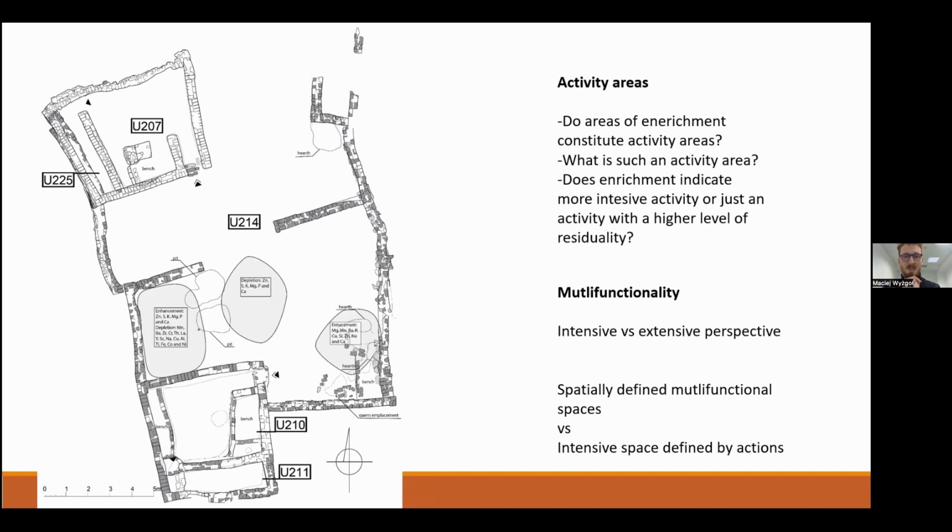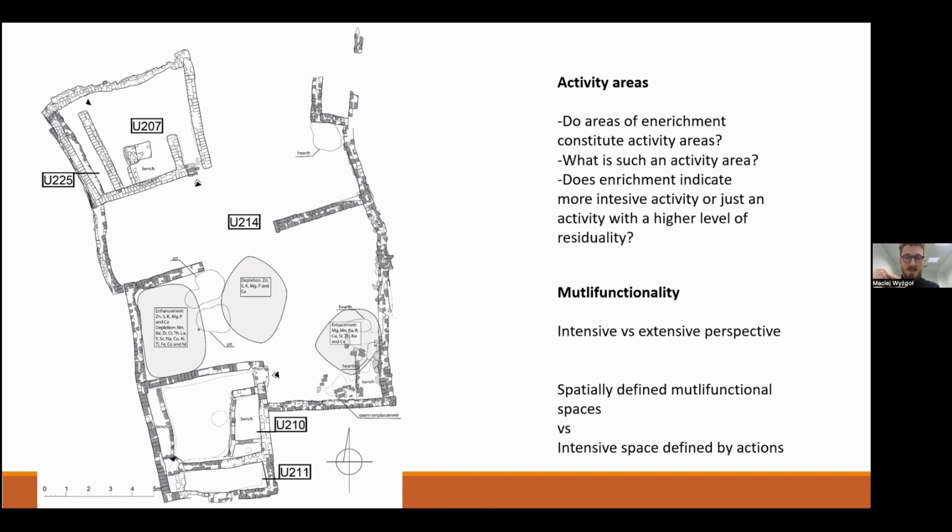So the question is, what do these results mean for the understanding of domestic space? First is that the areas of enrichment may constitute activity areas, as long as activity areas are spaces of prolonged activity or a set of overlapping activities, actually with a sufficient level of residuality, such as cooking.